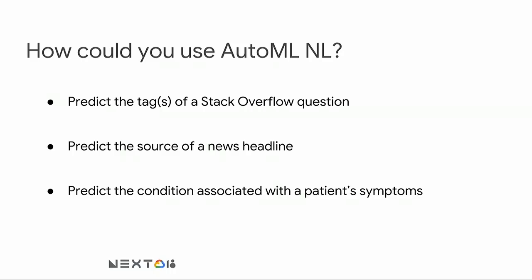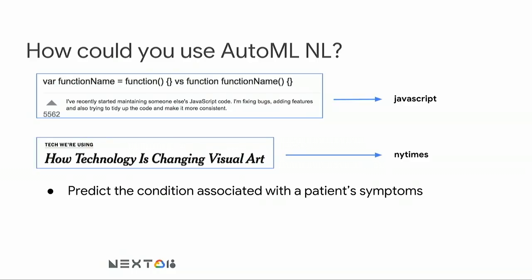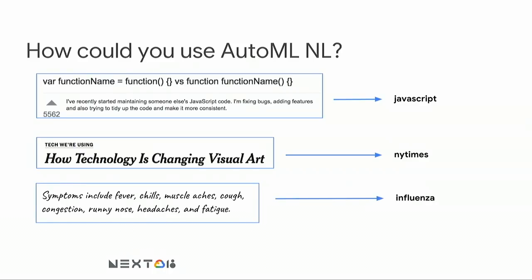So these are just a couple examples that I thought of. The first was, let's say you've got some data like a Stack Overflow question, and you want your model to automatically tag that question with an associated programming language. Or maybe you want to build a model that takes a news headline and is able to predict where that headline came from. I actually built a model to do this on AutoML Natural Language, and the results were pretty impressive. One other example is, let's say you've got doctor's notes about a patient, and maybe you want to predict the possible conditions that would be associated with those symptoms.